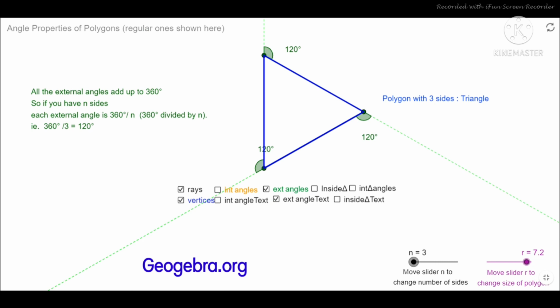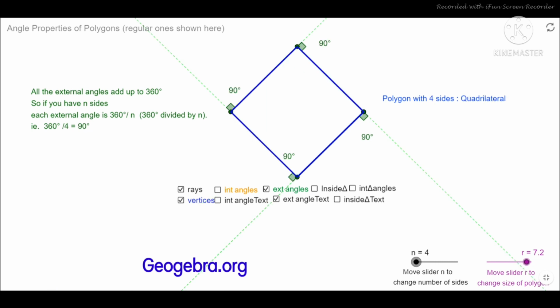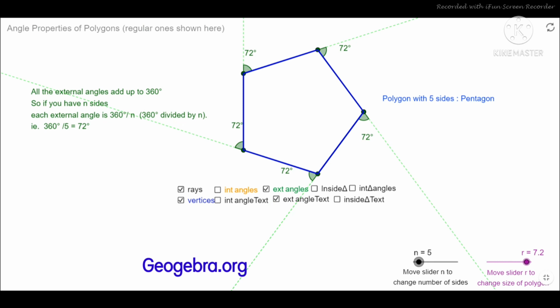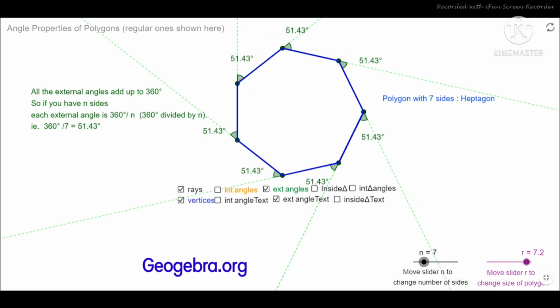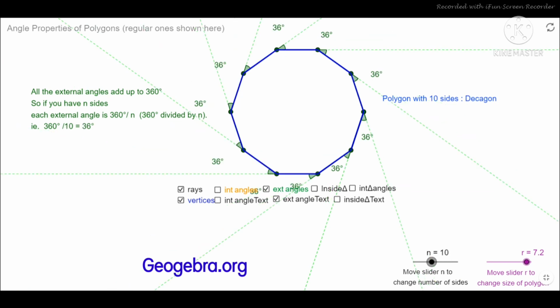To start with a triangle, then a regular quadrilateral, that is a square. We know that each angle is 90 degrees and 360 by 4 is also 90 degrees. So we are just using the formula 360 degrees by n, where n is the number of sides it has. Now using this formula, we can find the exterior angle of the regular polygons. So for a pentagon, 360 degrees by 5 we get 72, 360 degrees by 6 we get 60 degrees. Like that, we can easily find the exterior angle of each regular polygon.